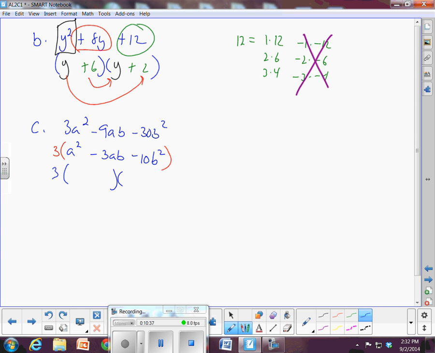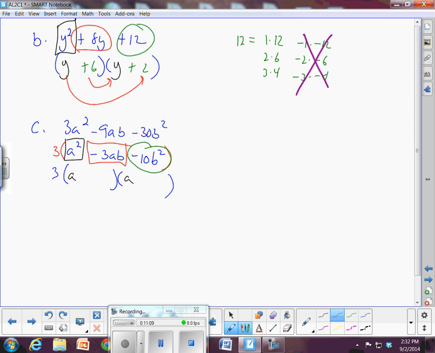We need two parentheses, right? Okay, front term, a squared, there's only one possibility, right? A times A. Good. That's what makes it a simplistic one. Back term. All right, I've got a negative 10b squared. So that's usually one of the b's in the front of the back, and one of the b's in the back of the back. Okay, don't forget them, students. And again, know where you're going. Where are you heading to?